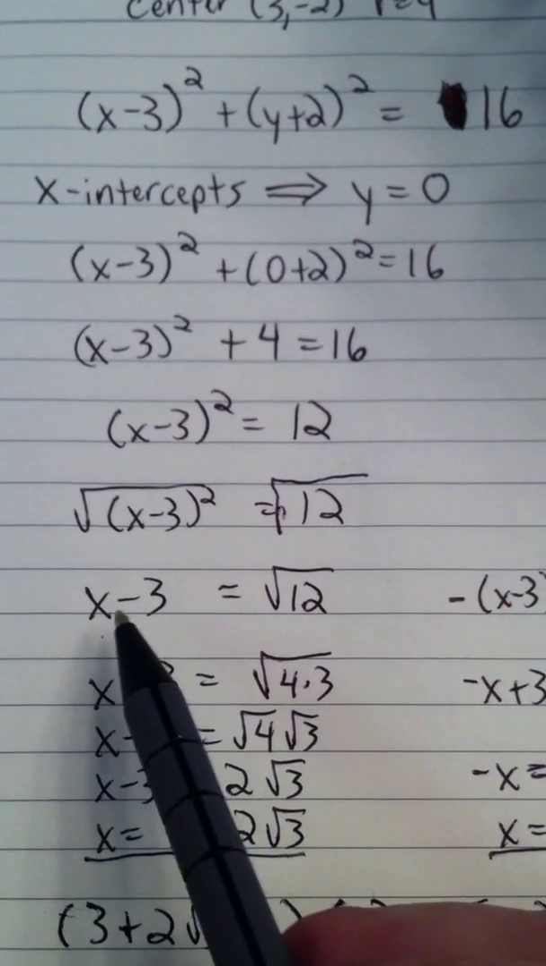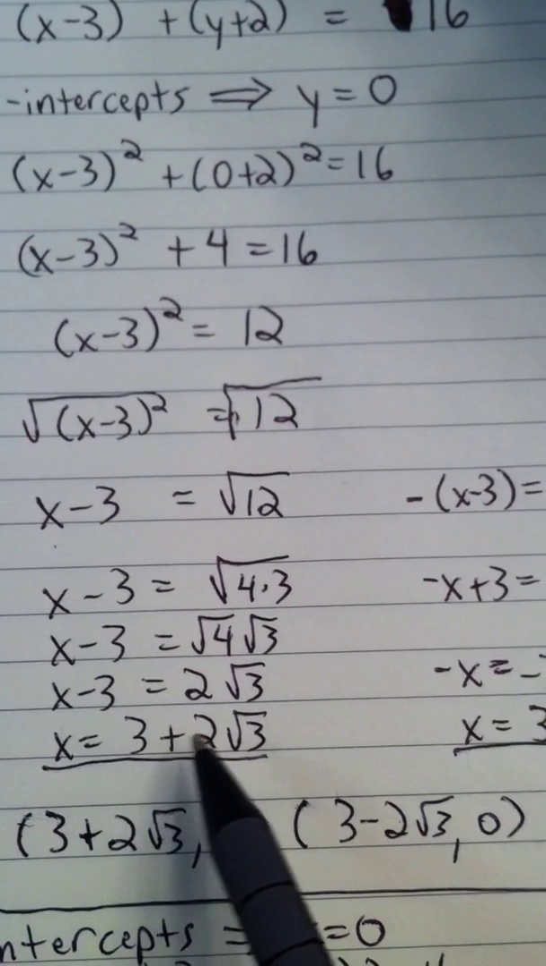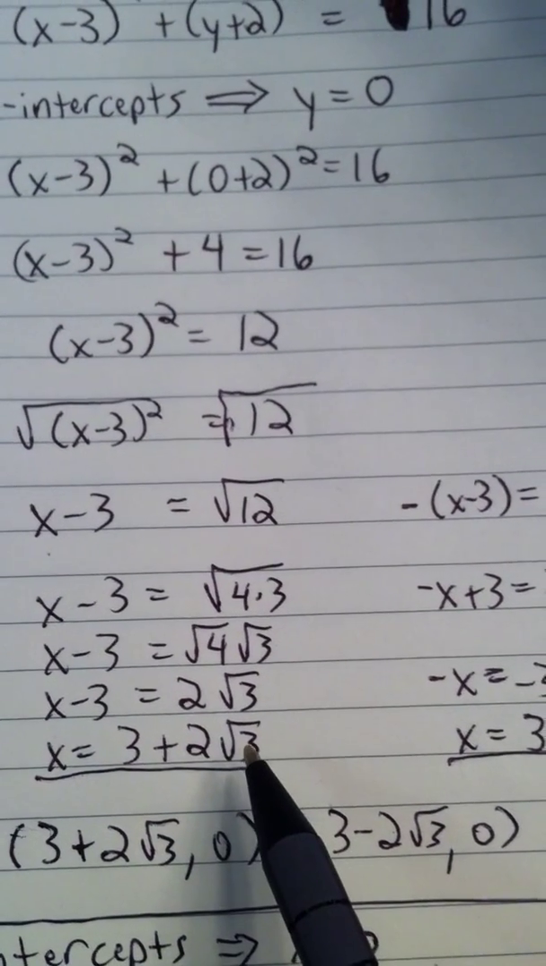First, let's deal with the positive one. x - 3 equals 2 times the square root of 3. Add 3 to both sides. x equals 3 plus 2 times the square root of 3.